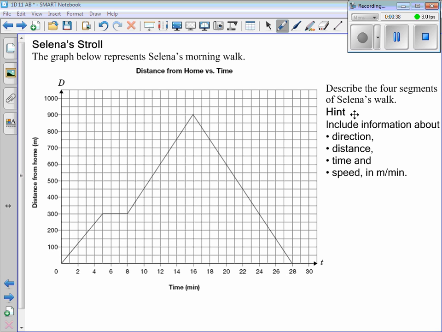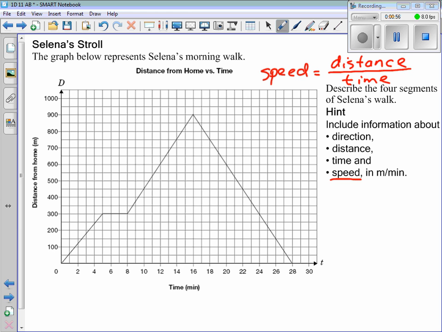Now what we need to know before we even start is how you calculate speed. Speed is distance divided by time. So the distance you go divided by the time it takes you to go that distance. The biggest hint to doing this kind of question they've actually already given you. They say that there are 4 segments of Selena's walk, and when you see a graph like that, you want to divide it into segments.